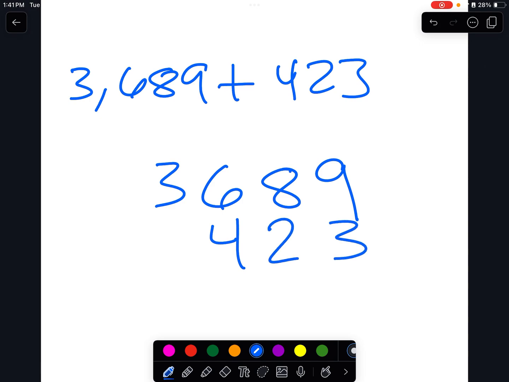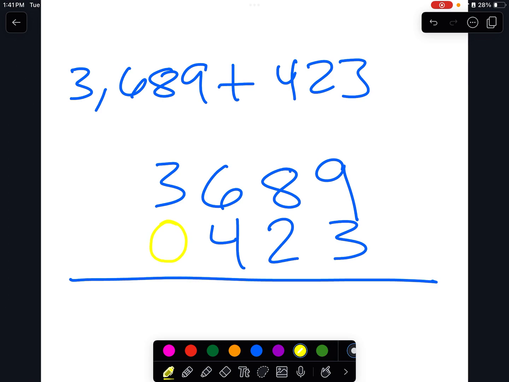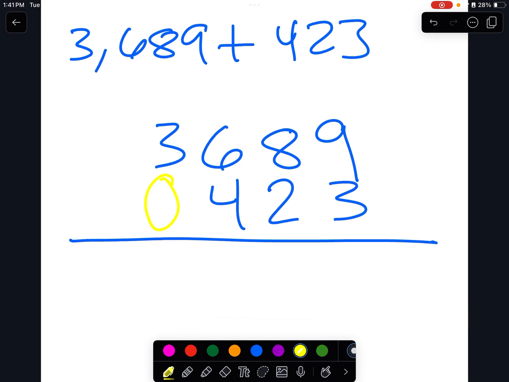I always put the larger number on top. And sometimes kids forget that they need to include that number and add it. So sometimes I have my kids put almost like an invisible 0 there so that they know to add that. Should we do it real quick? Should we just add this up real quick?